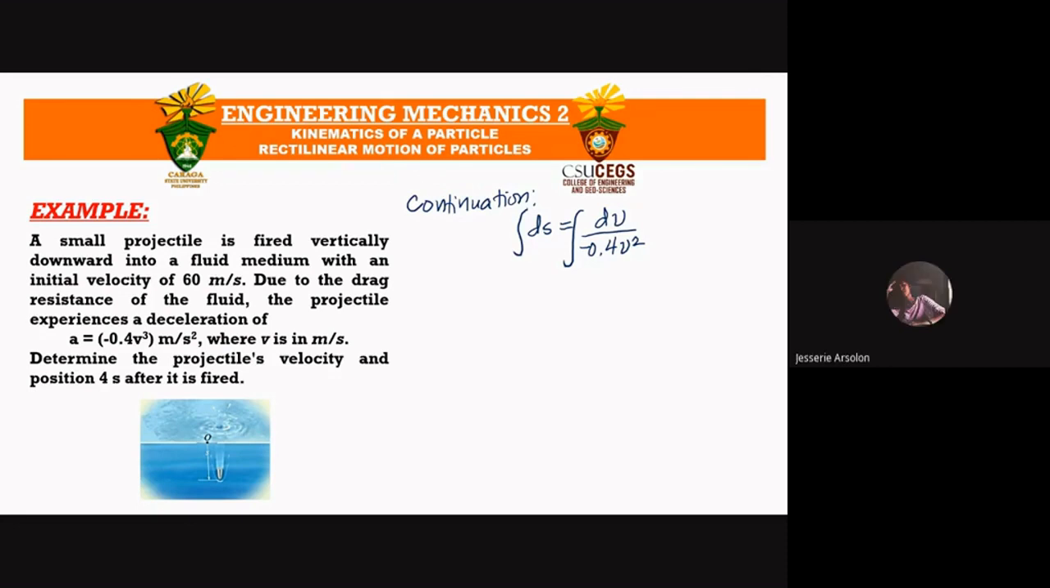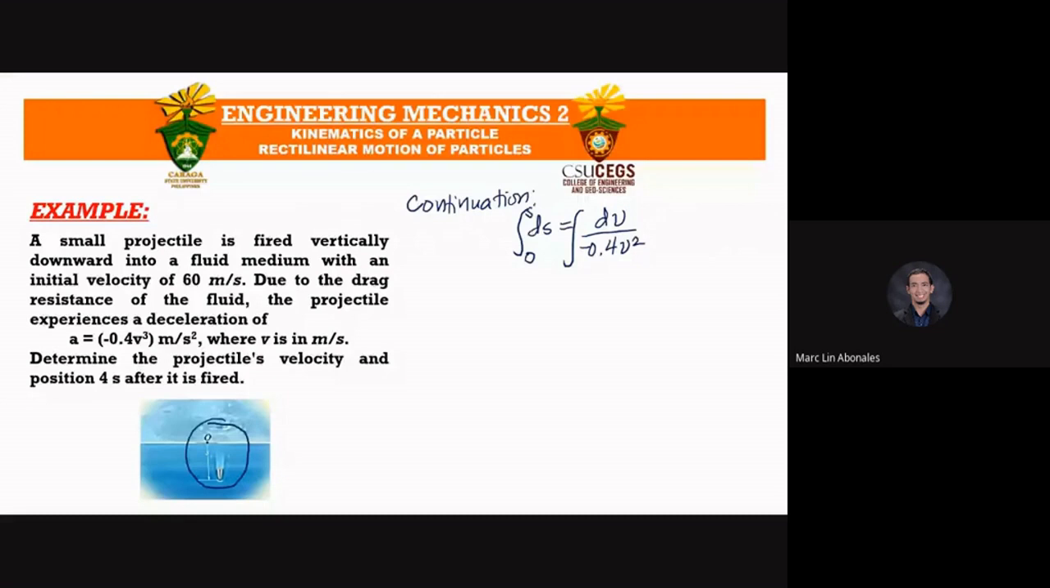Zero. It is still 0. Why 0? Because it starts with the origin. If you look at the illustration, here at the side, or rather at the bottom, it starts with the origin. So therefore, our lower limit is 0. The upper limit is S, or with the variable S, because we do not know its position 4 seconds after it is fired.